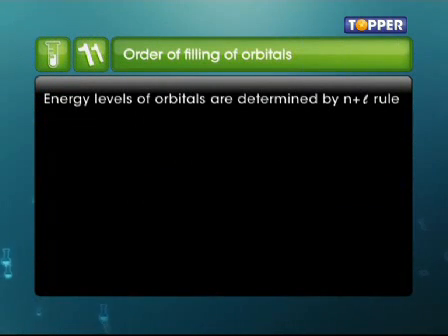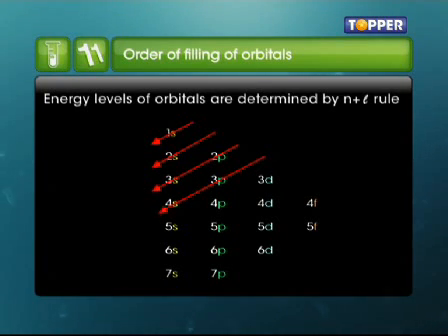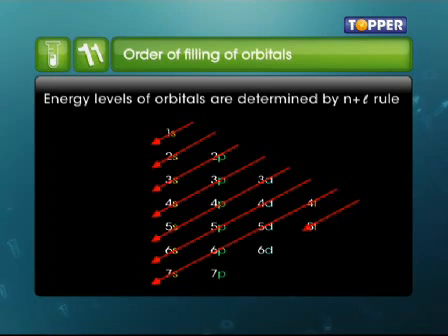Energy levels of orbitals are determined by the n plus L rule. This states that the orbitals with lower value of the n plus L are filled first. Do take note that n is the principal quantum number and L is the azimuthal quantum number. The Aufbau principle states the order in which orbitals are filled.